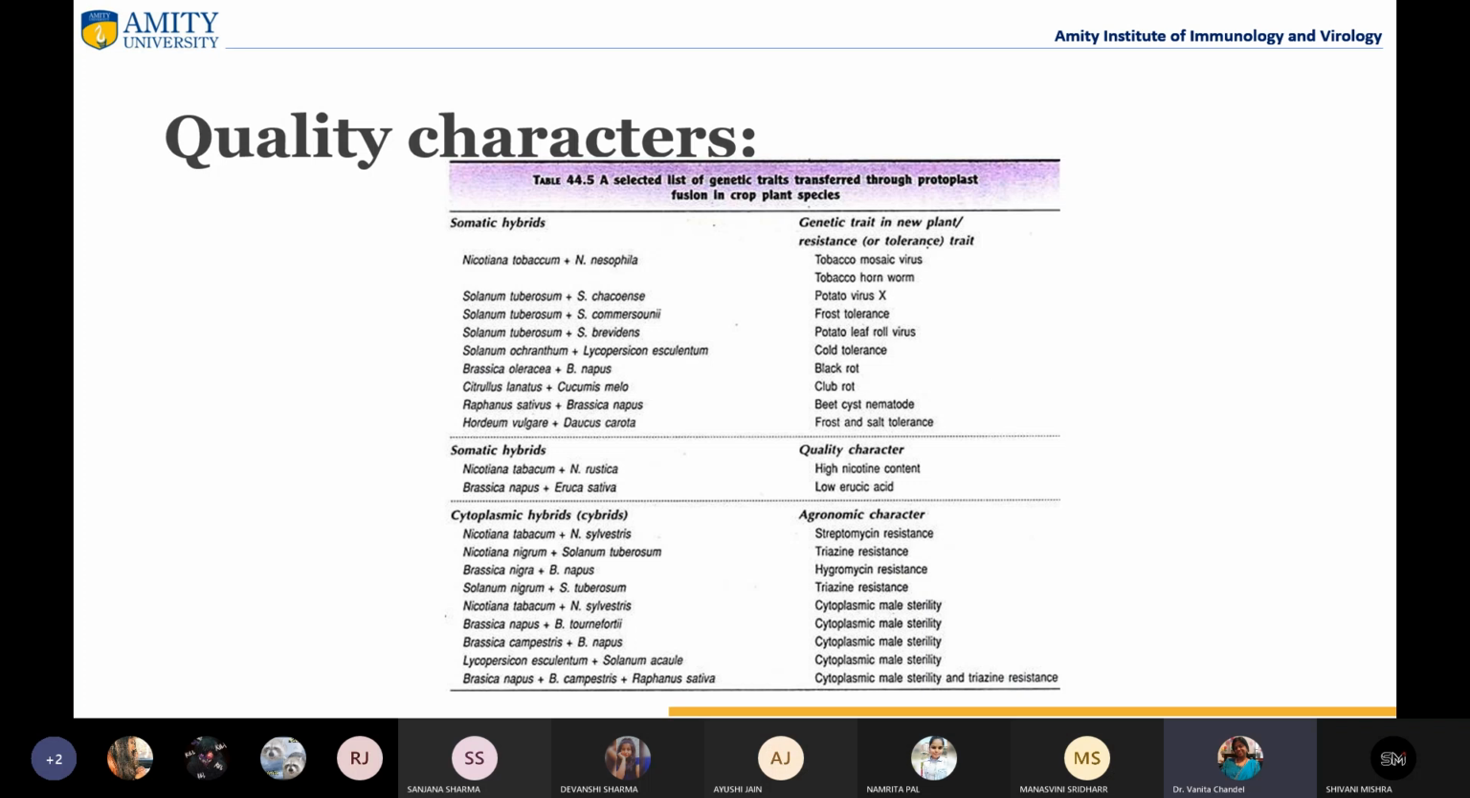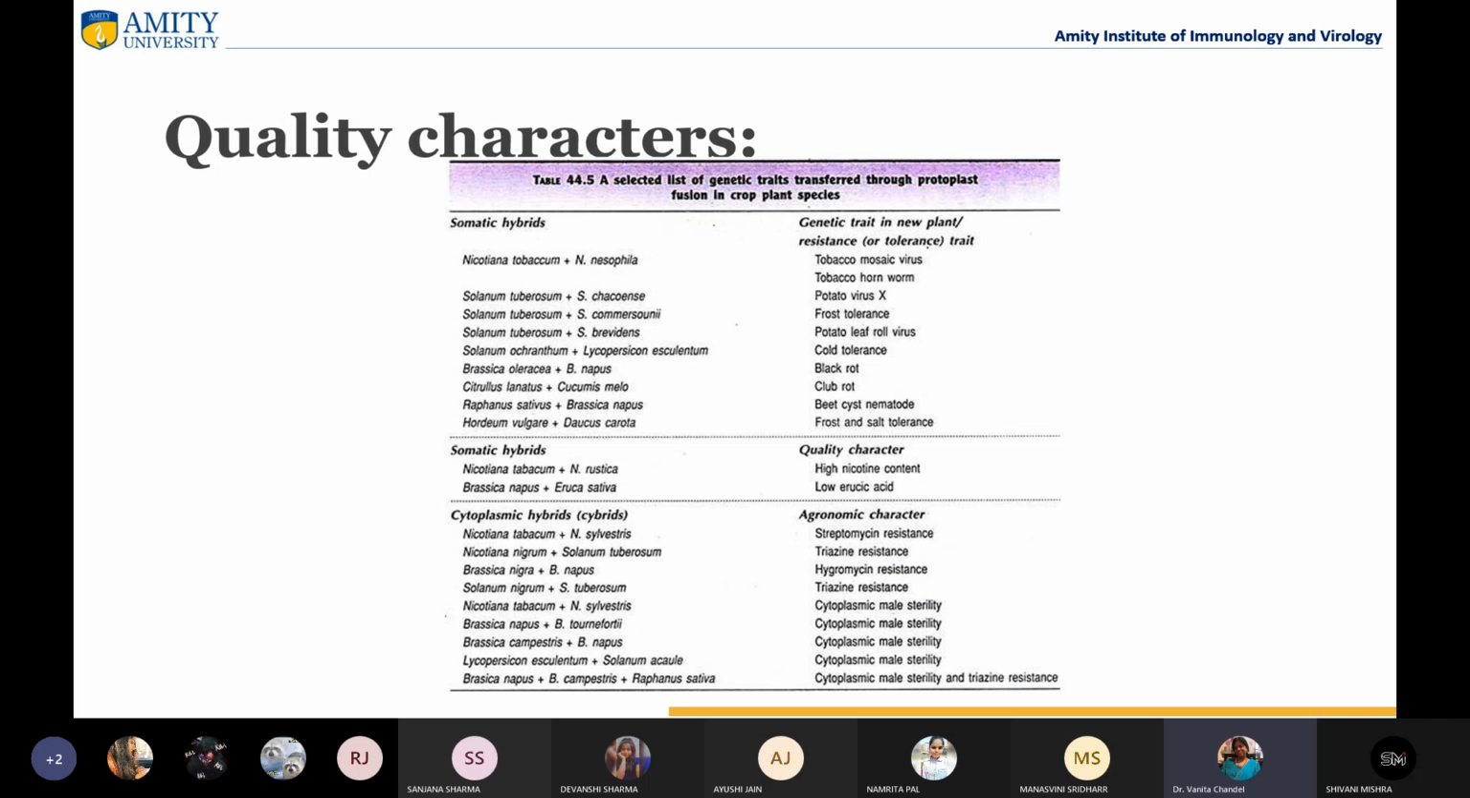For example, the first one is a genetic trait in a new plant, resistance to pathogens. For example, Nicotiana tabacum and another species of Nicotiana, which is tobacco. The plant was developed resistant against tobacco mosaic virus, then against potato virus X also. Then there is frost tolerance also, and potato leaf roll virus also. There are some varieties against nematodes also, right? And then frost and salt tolerance. So this is being used.